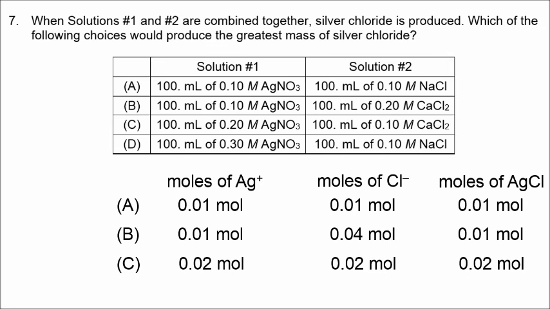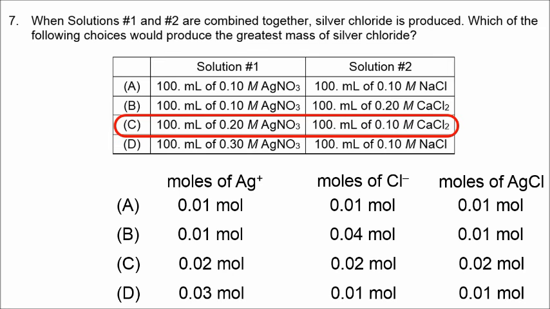And then for part D, even though we have a greater concentration of silver nitrate and a larger number of moles of silver ions, the limiting reactant is the chloride ion. So we can only produce 0.01 moles of silver chloride. The correct answer to this question is C.